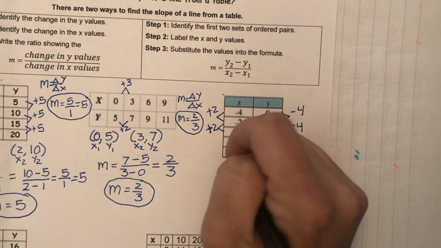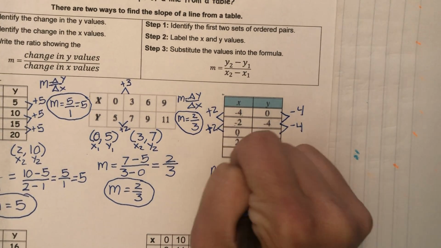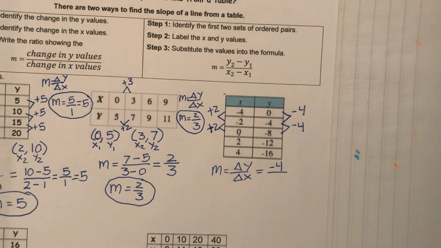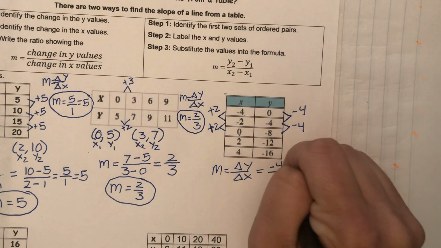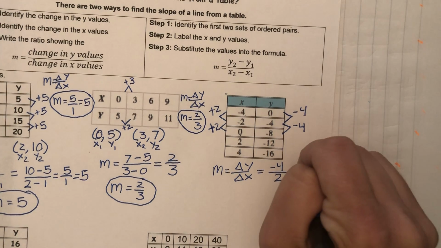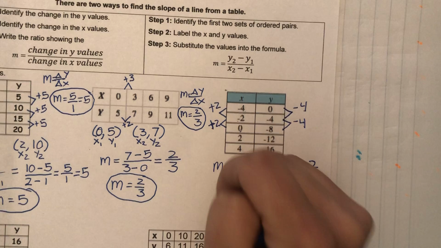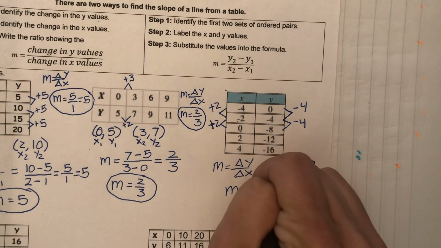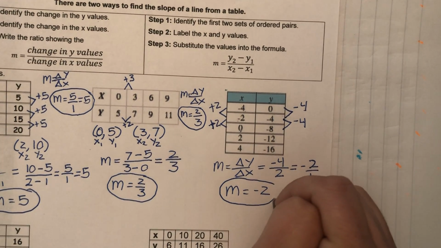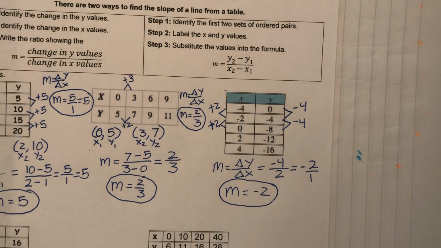Now if we write our change in y over the change in x, change in y was -4, change in x was +2. Simplify this, 2 goes into -4, -2 times over 1. And this simplifies to -2. Our slope is negative. So that means our line is going down.